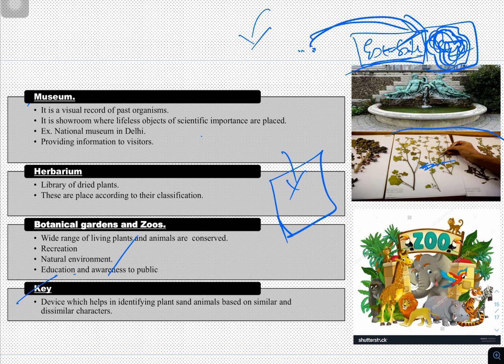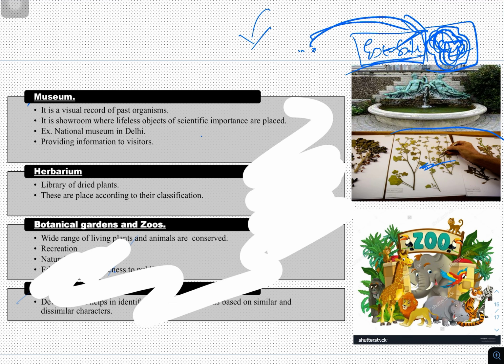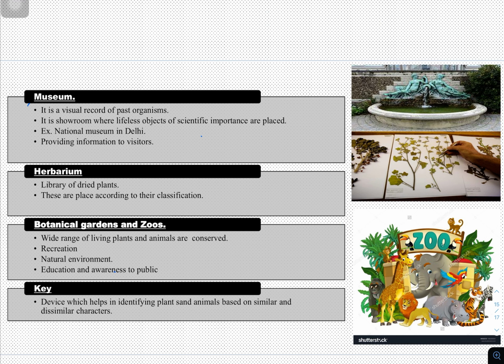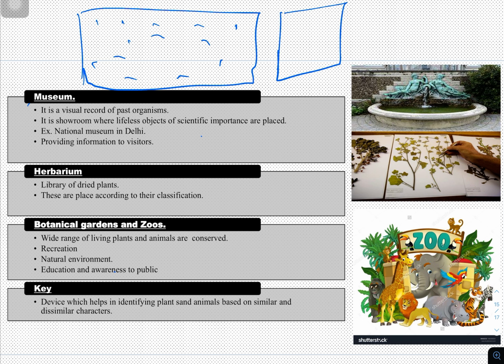And the last part is key. Key is a device which helps in identifying plants and animals based on their similar and dissimilar characters. See, what happens is, the total number of plants and animals present within this habitat have been identified, classified, and maintained in books. Since this is a very small habitat, I can maintain all the records in one particular book.